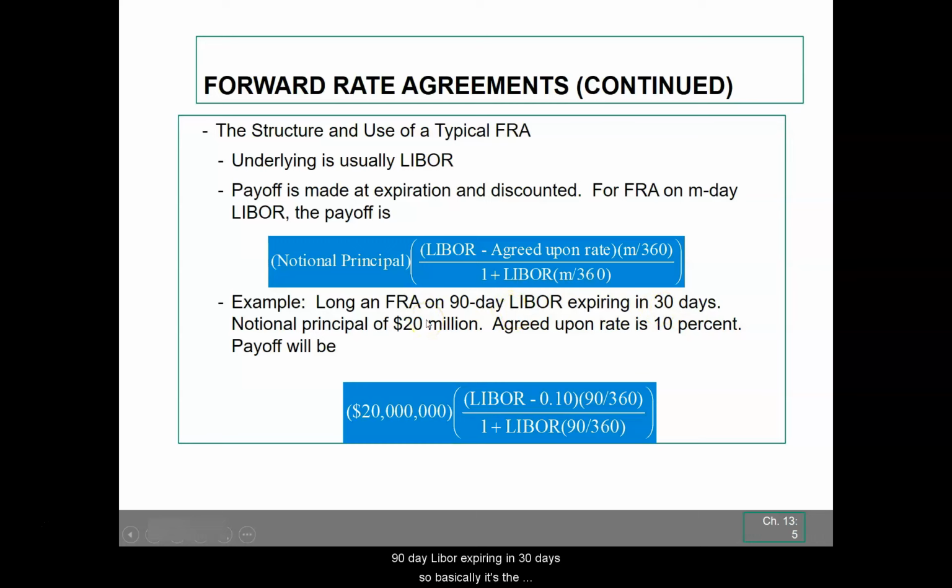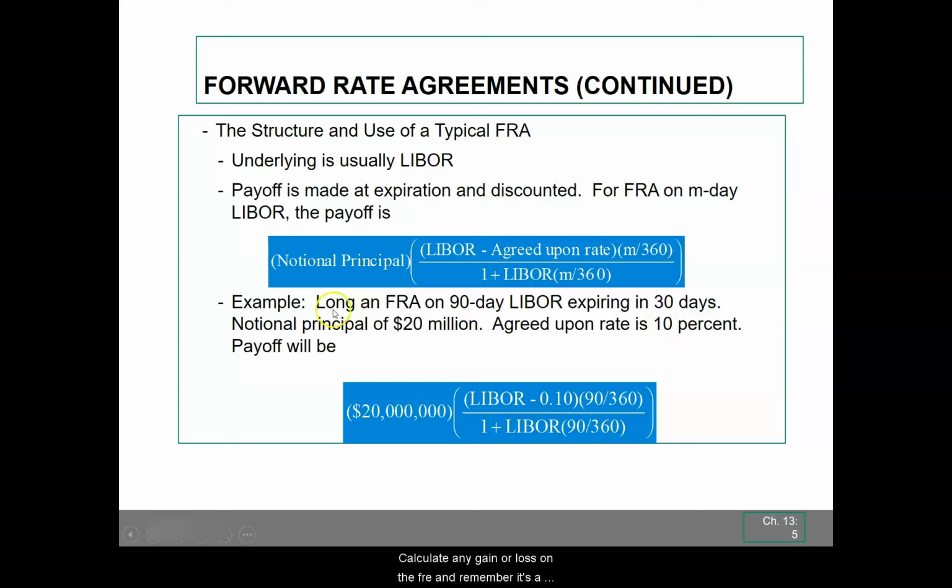So basically it's the same as the example I was giving you. It's a FRA 30 120. The notional principal is 20 million, and the agreed upon rate, or the FRA rate that is fixed in the contract, is 10%. So this rate will be compared against the prevailing LIBOR 30 days later in the market to calculate any gain or loss on the FRA.